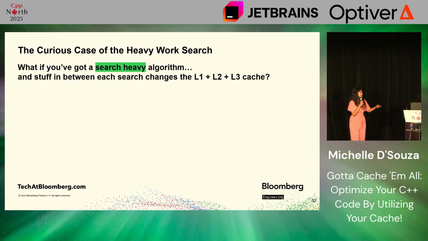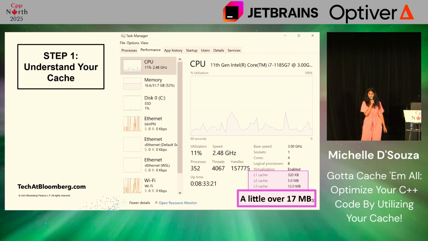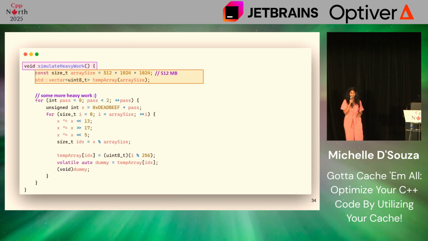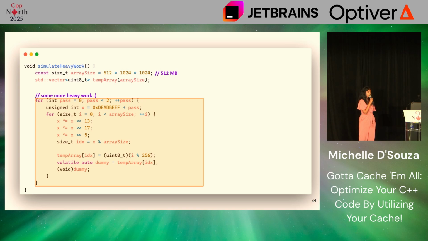But to really test this out, I tried to understand what my computer architecture looks like. And my best friend Task Manager said that the sum of my caches is a little over 17 megabytes. But that's for my whole computer, not just my program. So to really write a function to clear my caches or pollute them, I have a super huge array of 512 megabytes. I'm an overachiever. And I then do some more heavy work meant to just pollute my cache.